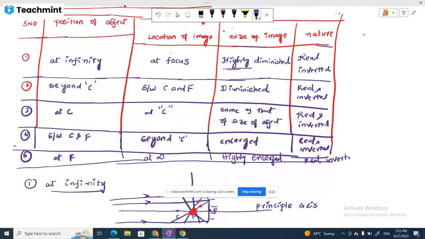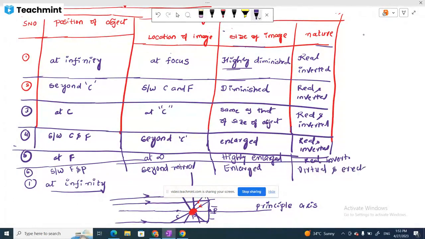Last case, the sixth case, very important here. If you place the object between the focus and pole, the image location is beyond the mirror, behind the mirror. What is the size? An enlarged image, meaning the size of the image is greater than the size of the object. What about the nature? Virtual and erect.